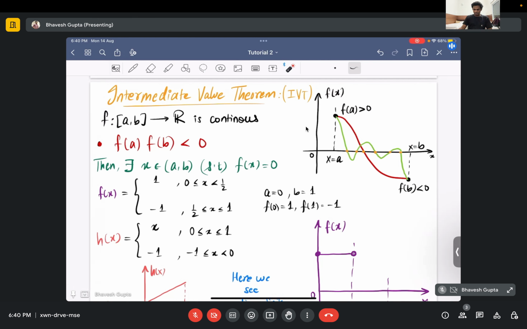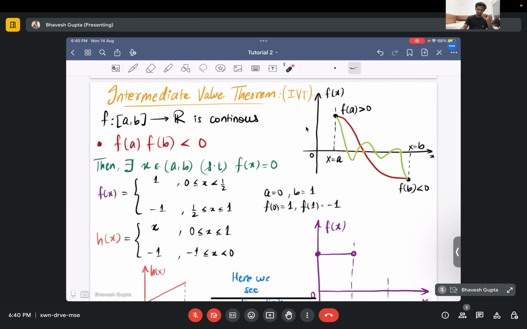So the next part we're going to discuss is something called the intermediate value theorem, which we also call IVT. And this is very important because there are various instances in which we want to know whether the function has changed value or not, whether there exists a root or not.